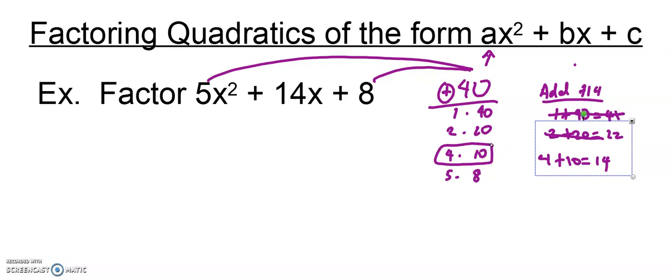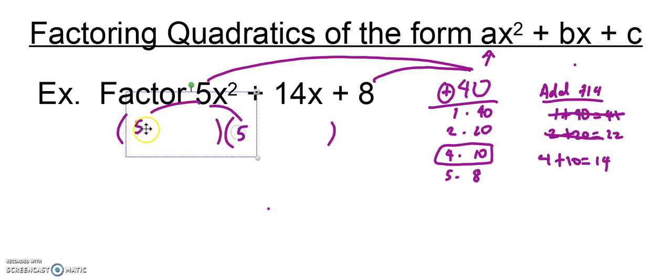To factor this trinomial, I start by opening up two parentheses. I take the first number, 5, and put it in both parentheses, so I put a 5x and a 5x. Notice I copied the 5, but I split the x. Now I fill in the two numbers I found, positive 4 and positive 10. It doesn't matter which order you put them in. I could put the 10 in the first parentheses.